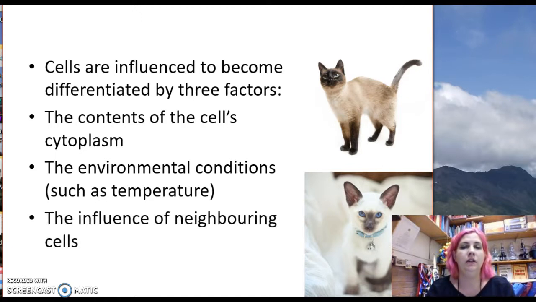So you can actually see here some pictures of Siamese cats. Siamese cats are influenced by temperature, which is why they are white predominantly, but on the areas of their body that are cooler, the cells are influenced to stay black or to turn black.